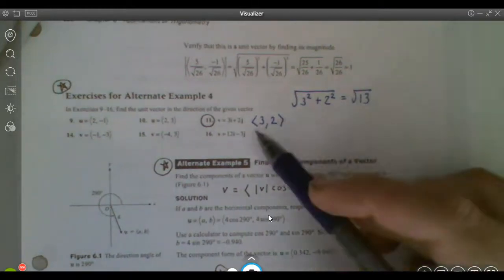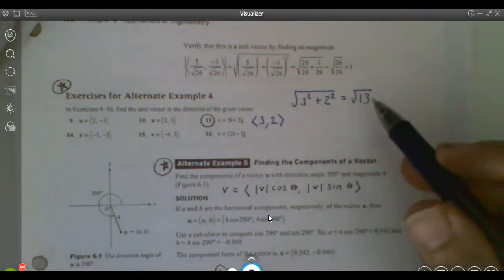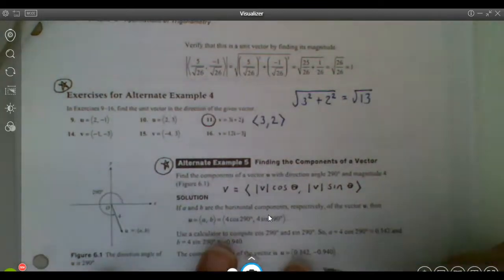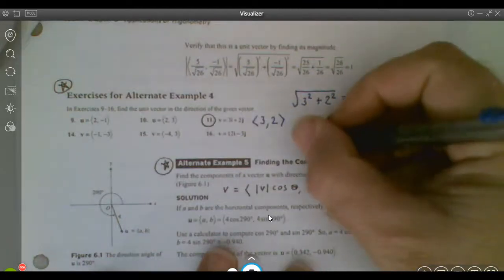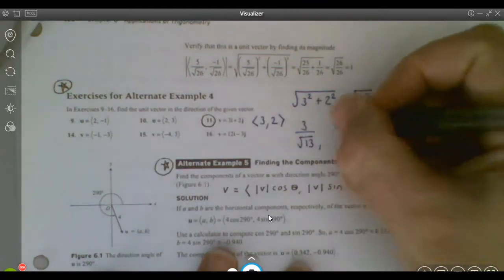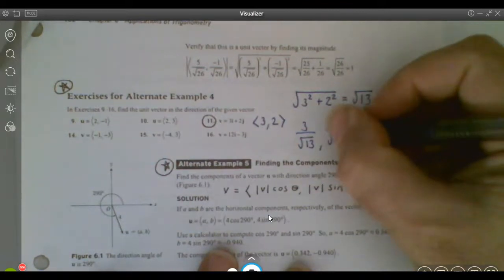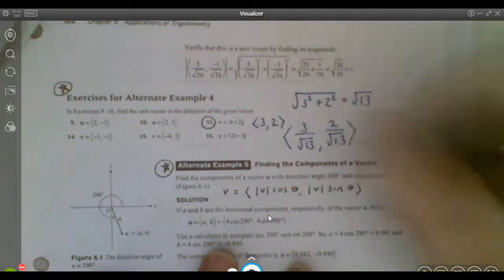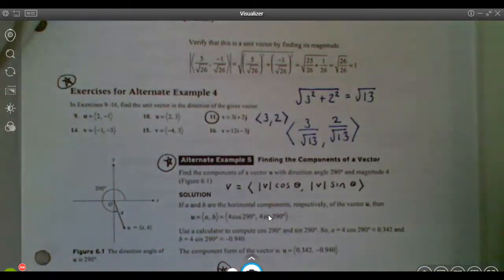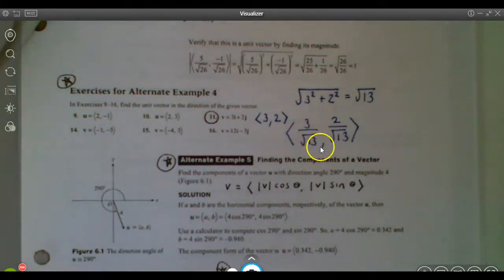So if I divide each component by the magnitude, it's going to create a unit vector for us. So I'm going to write it as 3 over the magnitude and 2 over the magnitude. And there's our unit vector. So, and that's it. That's all there is to it. So there's our unit vector. Again, if I was to now do what they did here, and if I did the square root of a squared plus b squared, I would come out to be 1. And that's a way of, you could always check your answer by doing that.